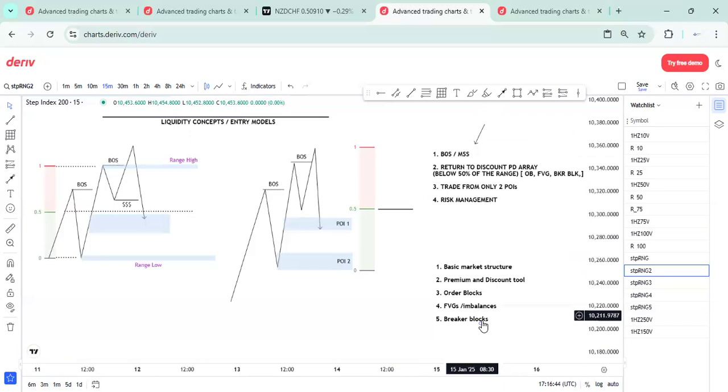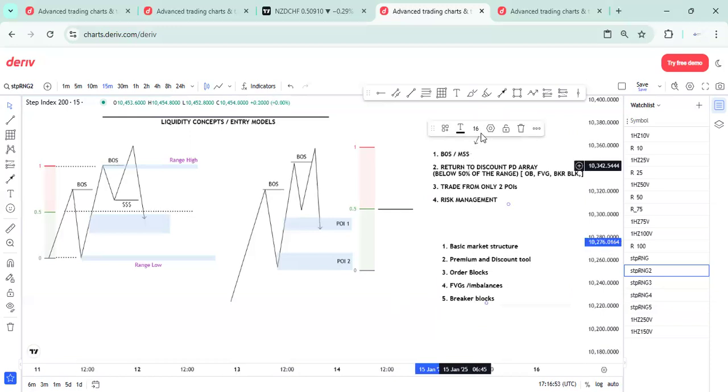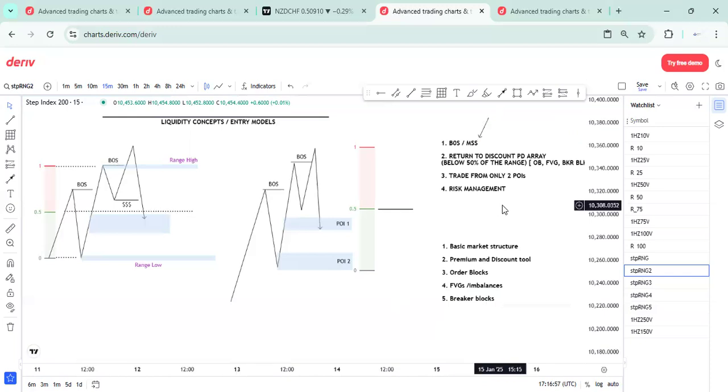So you need to understand basic market structure, premium and discount tool or array. And then you need order blocks, fair value gaps, imbalances. It's not a new strategy, but I'm just simplifying what may seem to be so complicated when other teachers are teaching it. All right, that is what makes this lesson a bit special or different from the others.